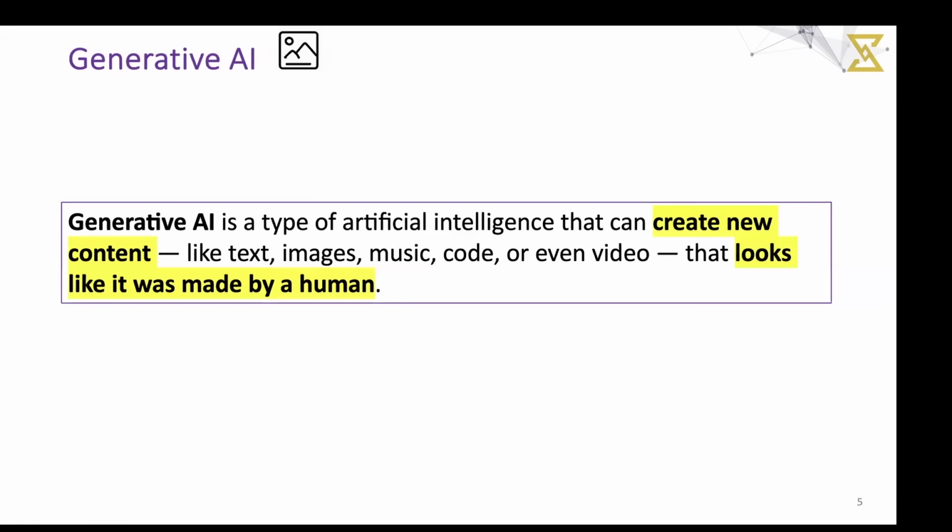Generative AI is a type of artificial intelligence that can create new content like text, images, music, code, or even movies or videos that look a lot like a human has made them. So why is generative AI not going to completely replace humans? Why is it not like human intelligence?